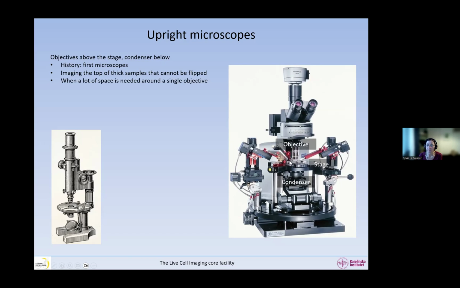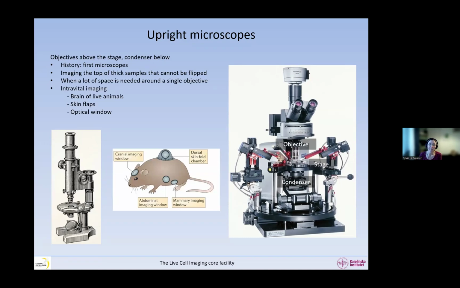Also, sometimes lots of space is required around the objective, and if you also use transmitted light, the condenser is always bigger than just one objective. So sometimes it's an advantage to have an upright microscope for these sorts of reasons. And so upright microscopes are used quite a lot for intravital imaging, for example the brain of live animals, skin flaps, and sometimes you can use optical windows. And again, it depends on where they are implanted whether you're going to use an upright or an inverted microscope.